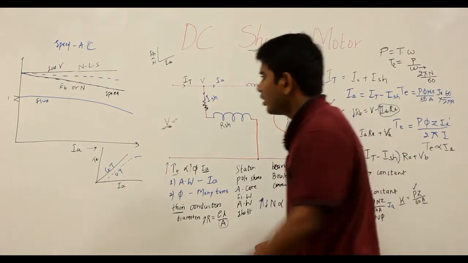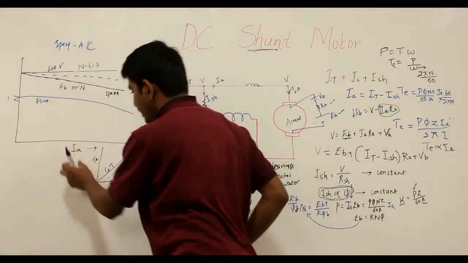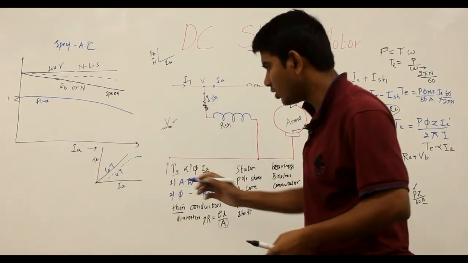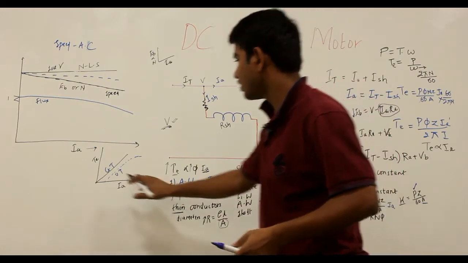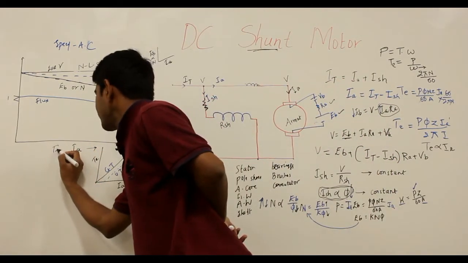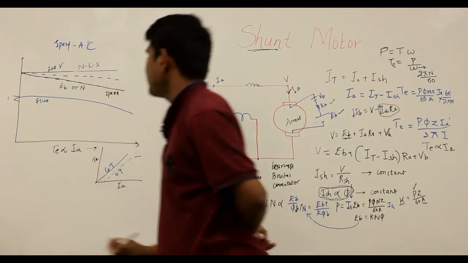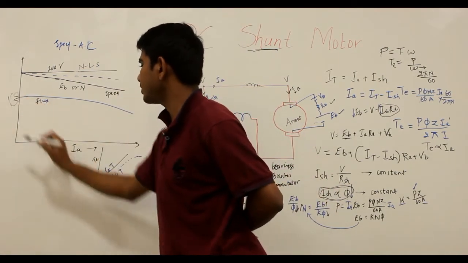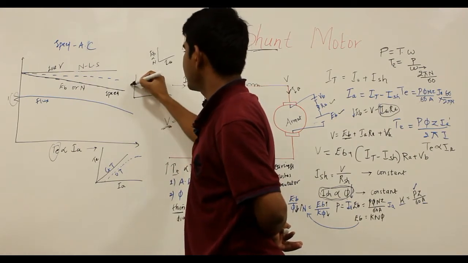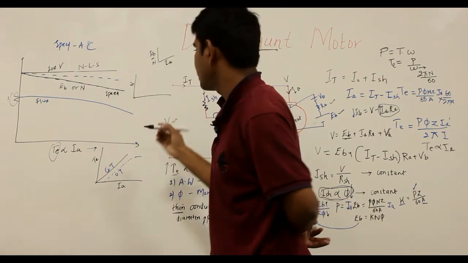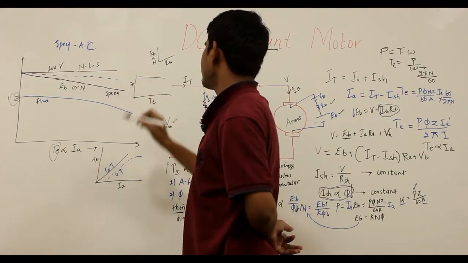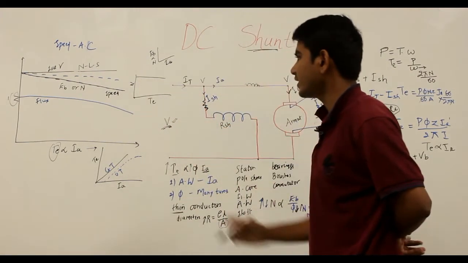Now we have seen the speed and current characteristics, and the torque and armature current characteristics. Now if I plot the speed versus torque characteristics, torque is proportional to Ia. So from here you can see the speed and torque characteristics: if I say this is my speed N in RPM and this is electromagnetic torque in Newton meters, this will be the speed torque characteristics.